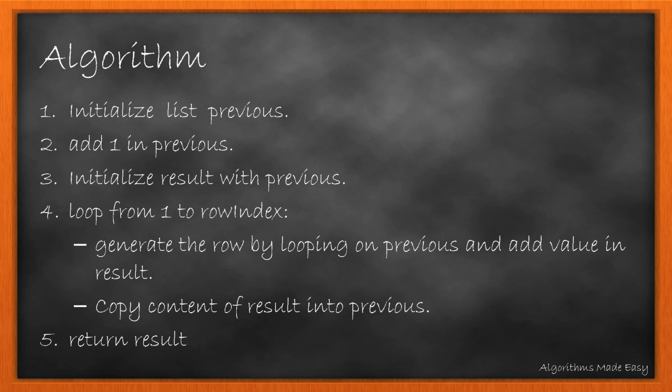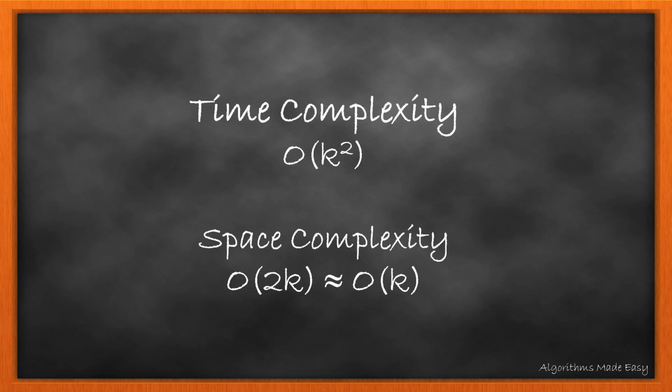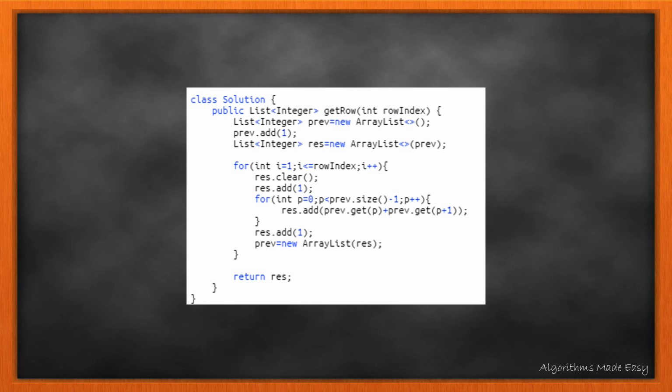Summarizing the steps, we will initialize the previous list and then add 1 to it. Now we initialize the result list with the previous values. Looping from 1 to row index, we generate the row by looping on the previous and adding values in the result. We copy the content of the result into the previous. At the end, we return result. The time complexity is O of k square, and as we use two lists, the space complexity is O of 2k. Here is the code snippet.